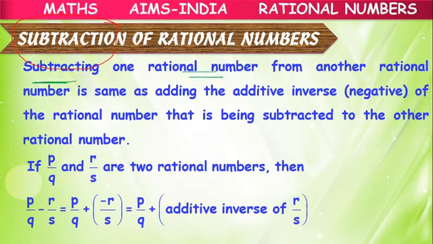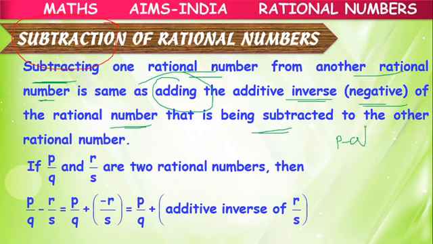Subtracting one rational number from another rational number is the same as adding the additive inverse, or negative, of the rational number that is being subtracted to the other rational number. So suppose I write p by q minus r by s. If p by q and r by s are two rational numbers, then the subtraction of p by q and r by s is represented as p by q minus r by s.